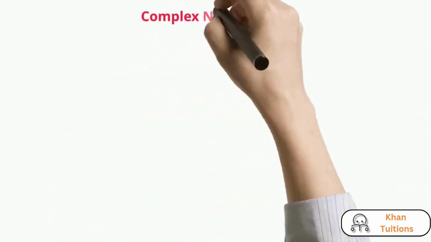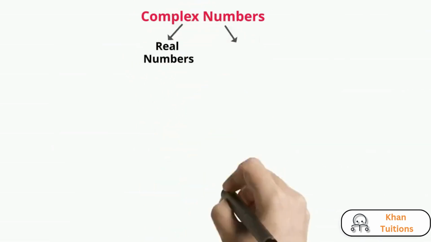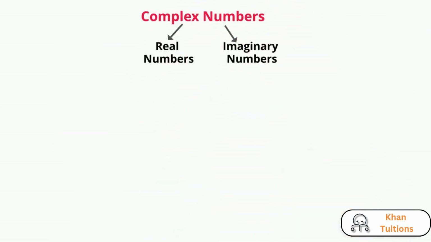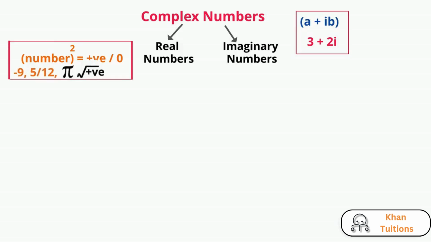Let's start with complex numbers. Complex numbers are made up of real numbers and imaginary numbers and are expressed in the form of a plus ib, where a, b are real numbers and i is an imaginary number. For example, 3 plus 2i is a complex number. Now come to the real numbers. A number whose square is either positive or 0 is called a real number. Or we can say real numbers are probably all the ones you were thinking of.